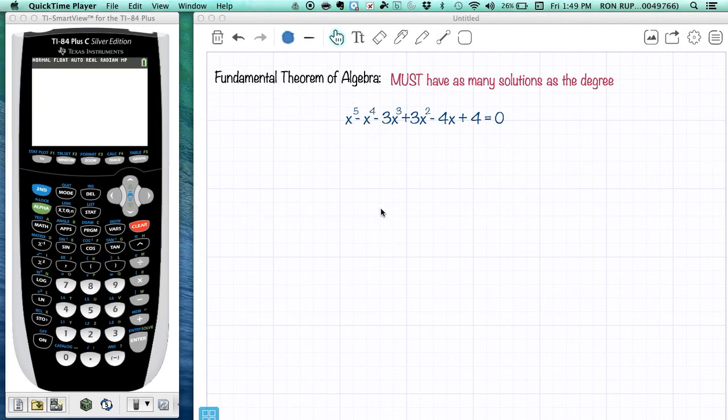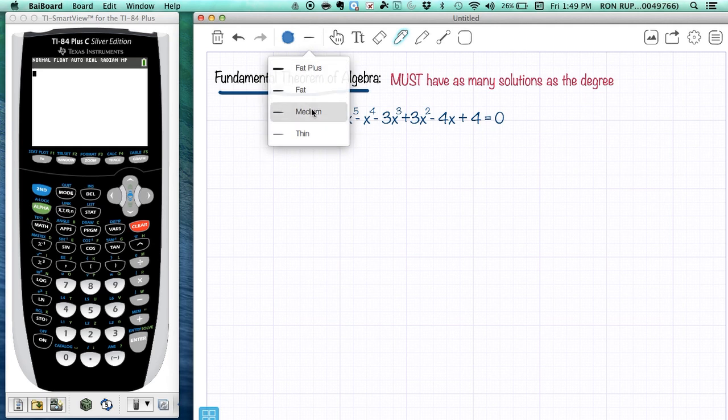Hello, we are going to tie everything together here using the fundamental theorem of algebra. What the fundamental theorem of algebra says is that you must have as many solutions as the degree. So for example, the degree here is 5, so that means I better have 5 solutions. Now that doesn't mean I'm going to have 5 x-intercepts, because those are real solutions. It means some combination of real and imaginary solutions must add up to 5.